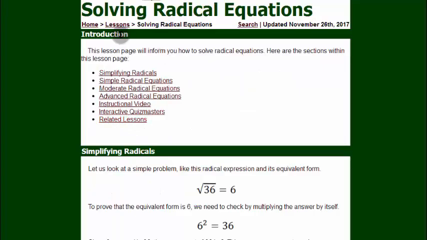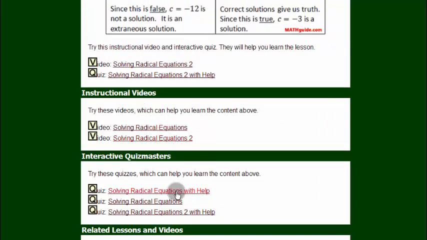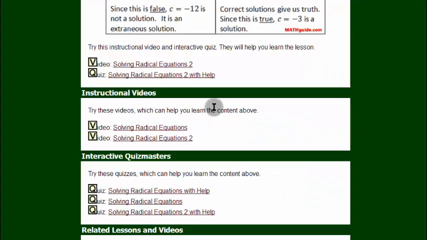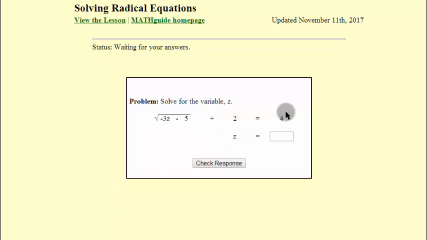Here's one more example. If you go to Solving Radical Equations, click on Quizmasters. Again, we have Quizmasters with help. So if you go to the help section, of course you would give this to the lower functioning students, and they would receive detailed step-by-step help as they go through these problems. If you do have higher end students, you don't have to give them these that have help. You can give them the other ones that just have problem, solution. So MathGuide has many opportunities for different types of learners.